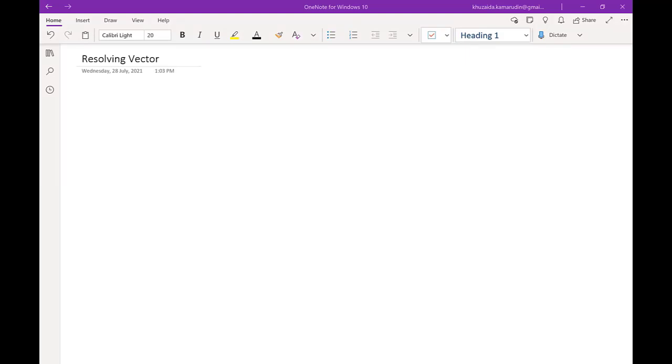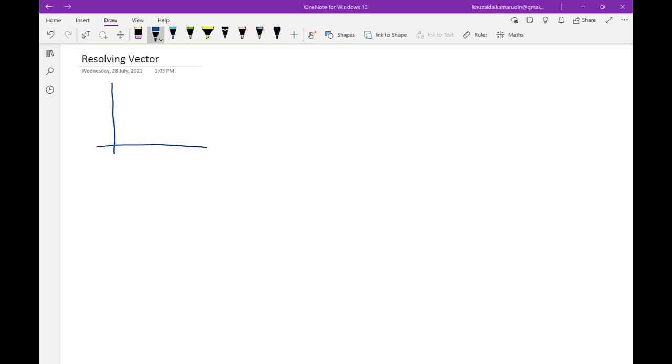Okay, resolving vector. This subtopic is very important as you will use this one in the following next chapter. All right, so how to resolve vector? Let's say you have a vector f. Vector f stands for force. Let's say this is your vector f.